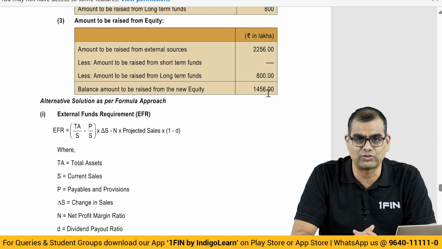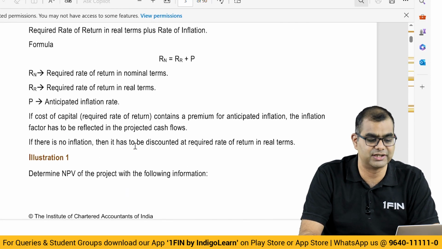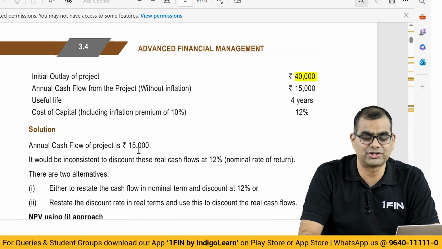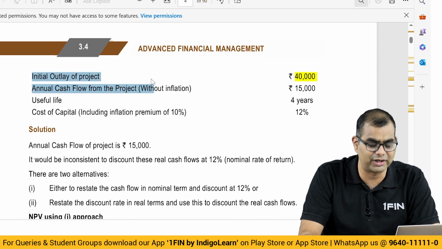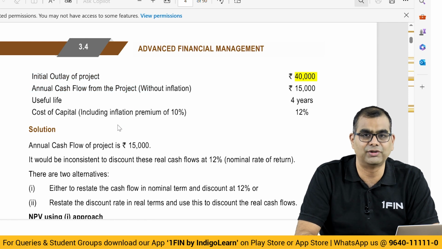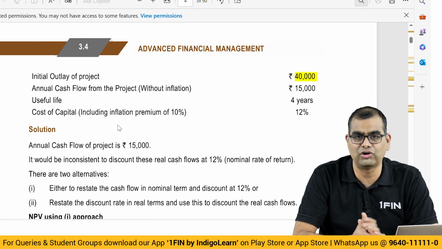Okay, now let us move to the next one. So friends, now this is the first question, illustration 1 of the advanced capital budgeting decision chapter. Now in this particular question, initially what was there? The initial outlay of the project is 40,000. They had actually given the life of the project and they had said compute depreciation. And then after computing depreciation, they wanted us to compute the real cash flow and nominal cash flow.